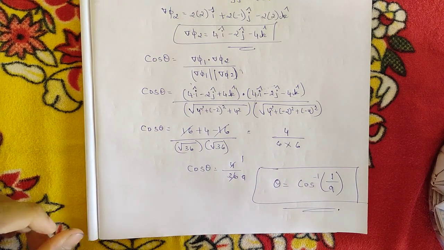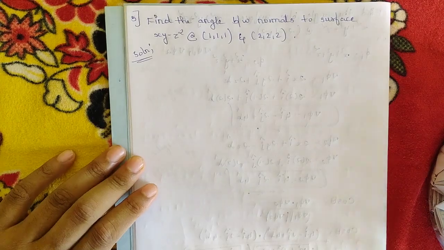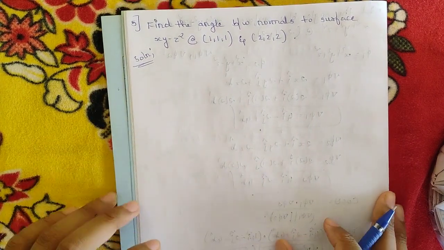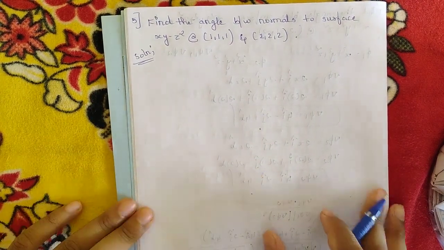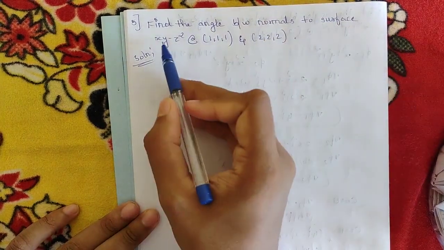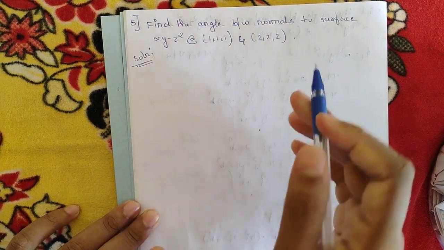So hope it is clear. So let us solve one more problem and wind up this session. Okay. So this is the next problem, the fifth problem of this topic. Find the angle between normals to the surface xy minus z square at two different points.